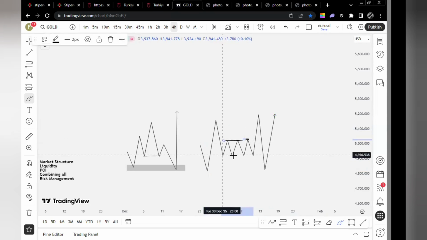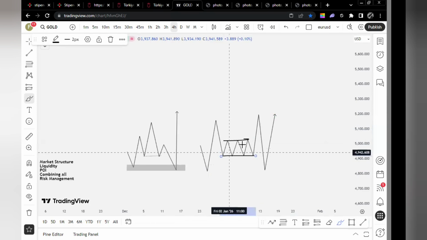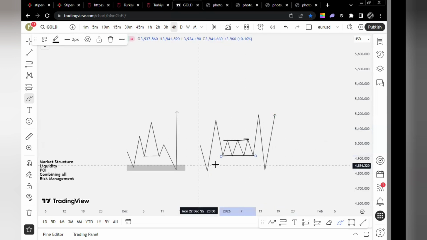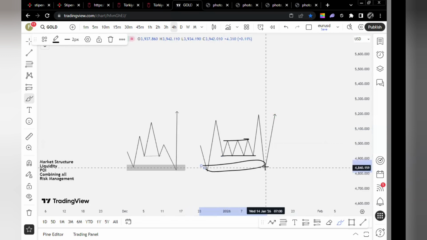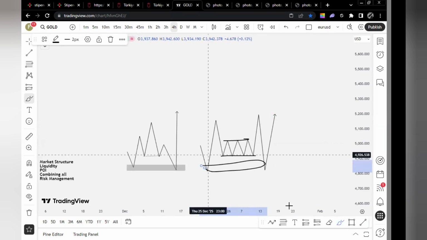So according to the name, this is ranging liquidity. This is also a form of liquidity to trap people and pick out their money. Those that buy, price will sweep them out. Those selling, price will still sweep them out and bring them back to the original POI here, and now reimburse the money to the patient people. So that is range liquidity.